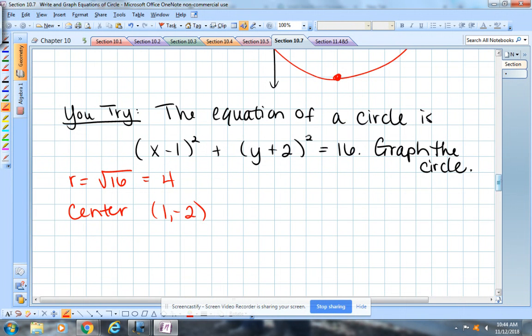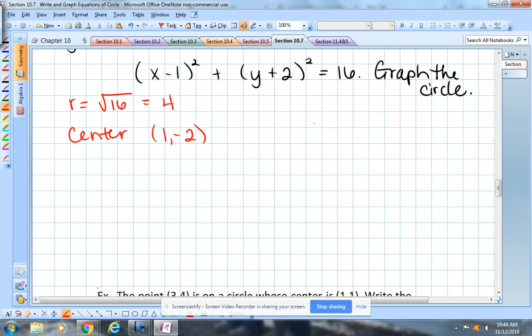Okay, so then you start graphing. 1, negative 2. Make sure you're able to go up and down 4 from 1, negative 2 when you do your graph. Right there's my center. Everything I'm drawing is really crooked. And then you're going to go 4 in every direction to get your endpoints.